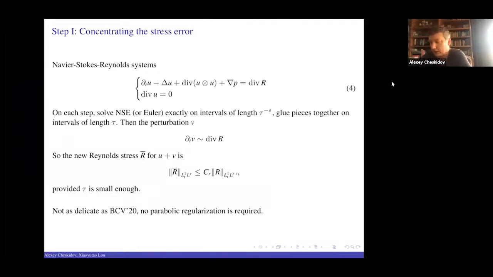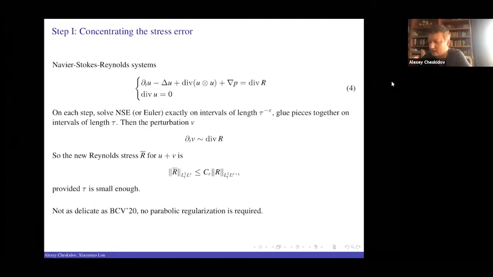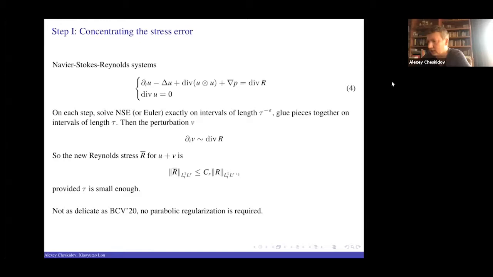So step one is to concentrate the stress error. So basically to produce intervals of regularity. Since we are going to introduce intermittency, the building blocks are going to be intermittent in time, this means that most of the time, the error, the Reynolds stress is going to be very small. Well, if it's small, it means one can make it zero. Okay, basically we get this for free. We get intervals of regularity for free.